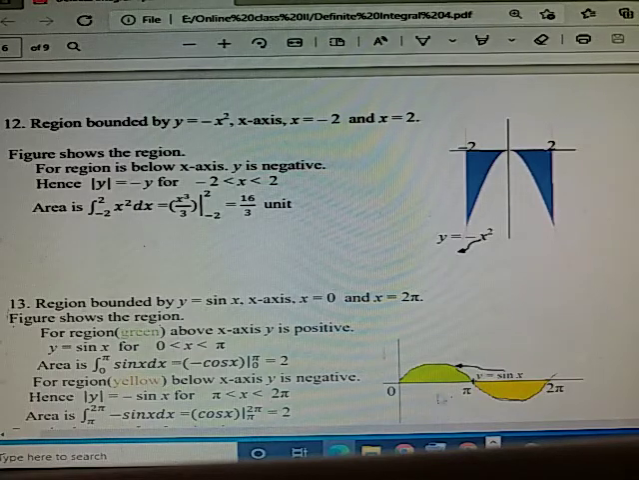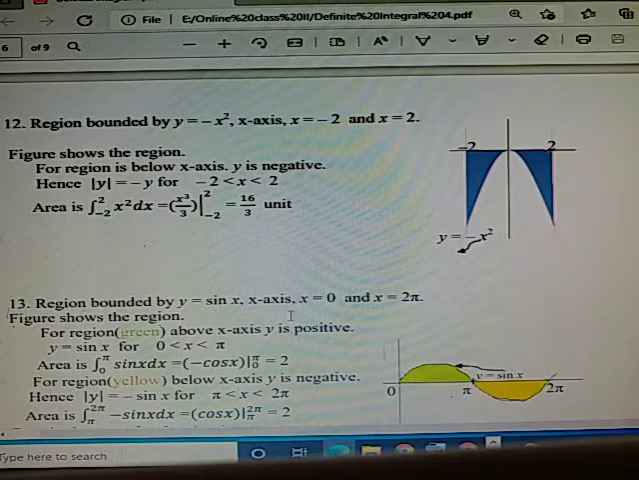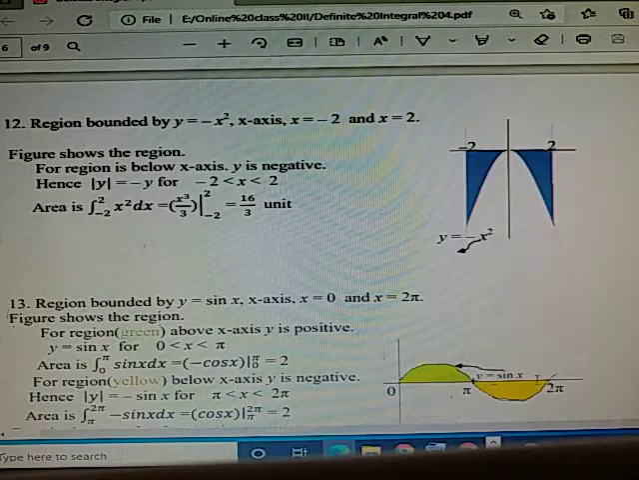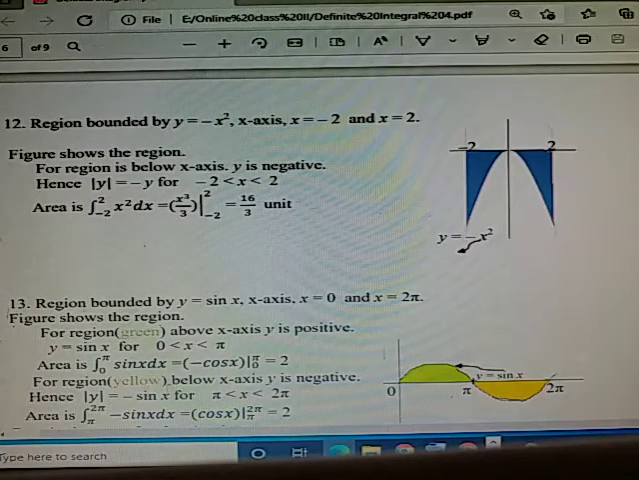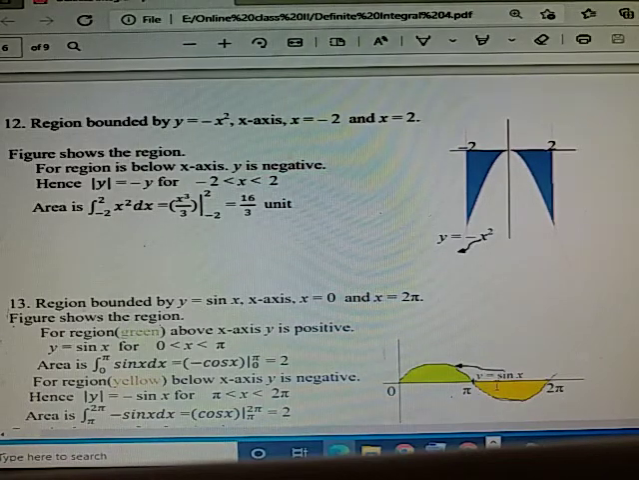Then number 13, it is the sin x graph. So this sin x is negative when it is greater than pi and less than twice pi. This sin x value is negative, and that is why we have to consider, because it is from 0 to twice pi. So for this part we have to consider the minus of this. So this is below the x-axis, so we will consider minus of sin x. So it is modulus of sin x, it is minus of sin x for this, and the area is 2.